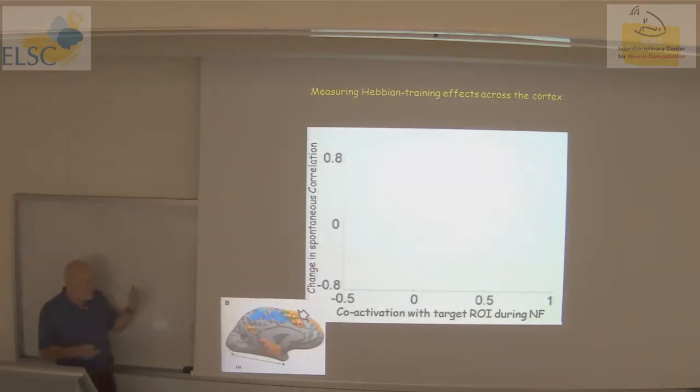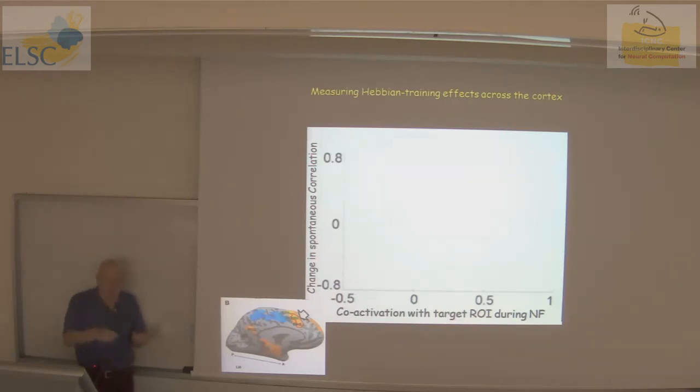I want to refresh your memory about how you map Hebbian learning. What you plot is a scatter plot. For every voxel in the cortex of each individual, we asked two questions. To what extent was this voxel co-activated during the neurofeedback with the target ROI? We plot this co-activation level on this axis. Voxels of the orange variety will be in this region, and voxels of the blue variety will be in this region because they are anti-correlated with the ROI. So on this axis we plot the co-activation or co-deactivation of every voxel in the cortex with the target ROI. And on this axis, we plot the change in connectivity between each of these voxels and the ROI a day after the training compared to before training.